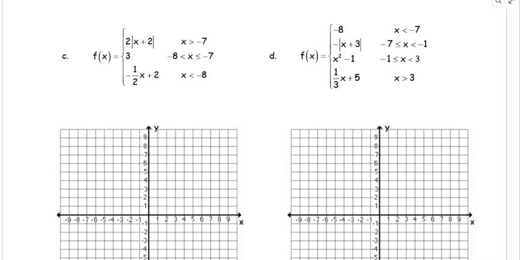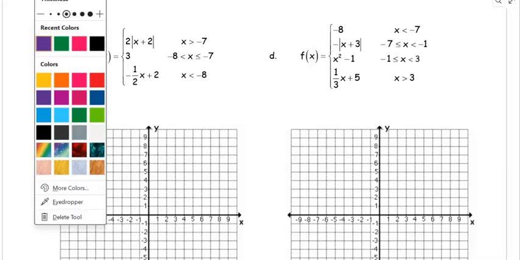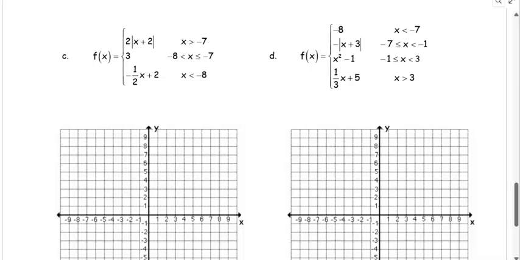All right, so first thing that we want to do is figure out what our starting point is. So we're going to take the -7 and plug that in. I'm going to do that off to the side here. That is 2 times the absolute value of -7 plus 2. -7 plus 2 is -5. Absolute value of that is 5. So 2 times 5 is going to give me 10. That means my starting value here is going to be at -7, 10.